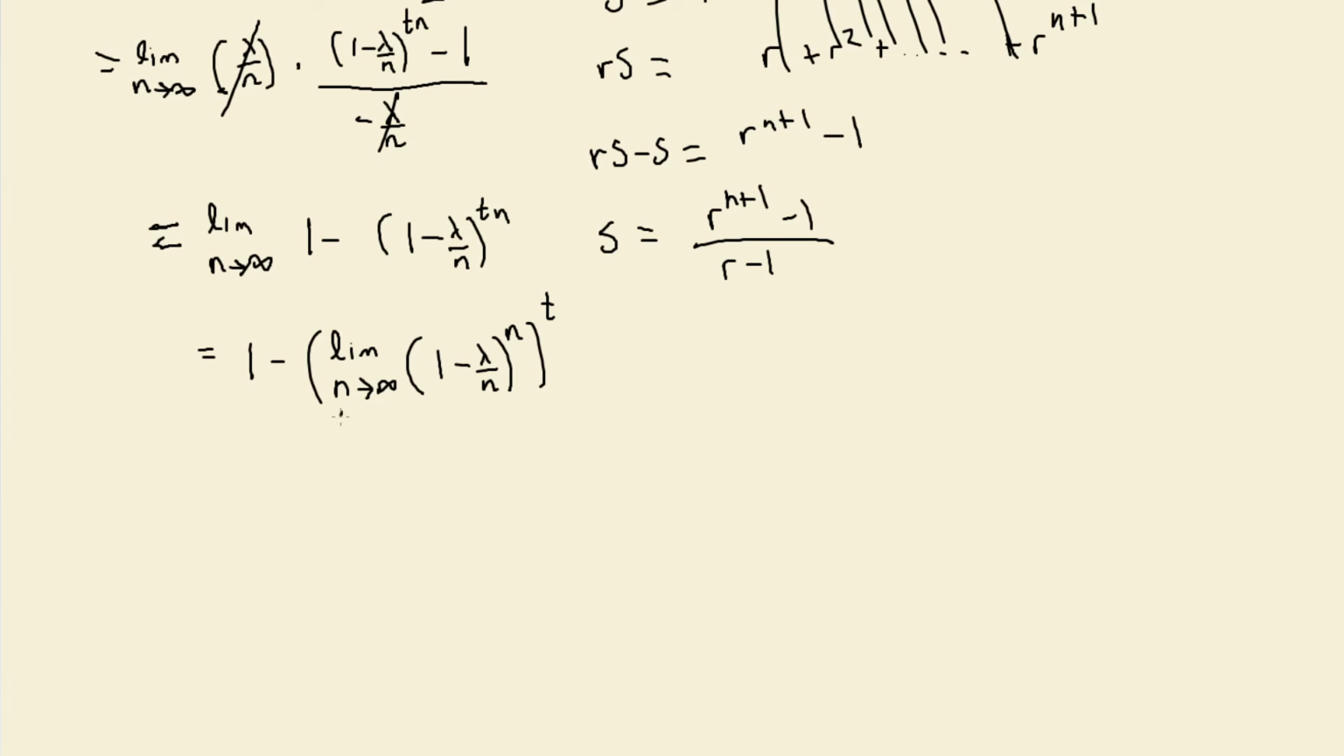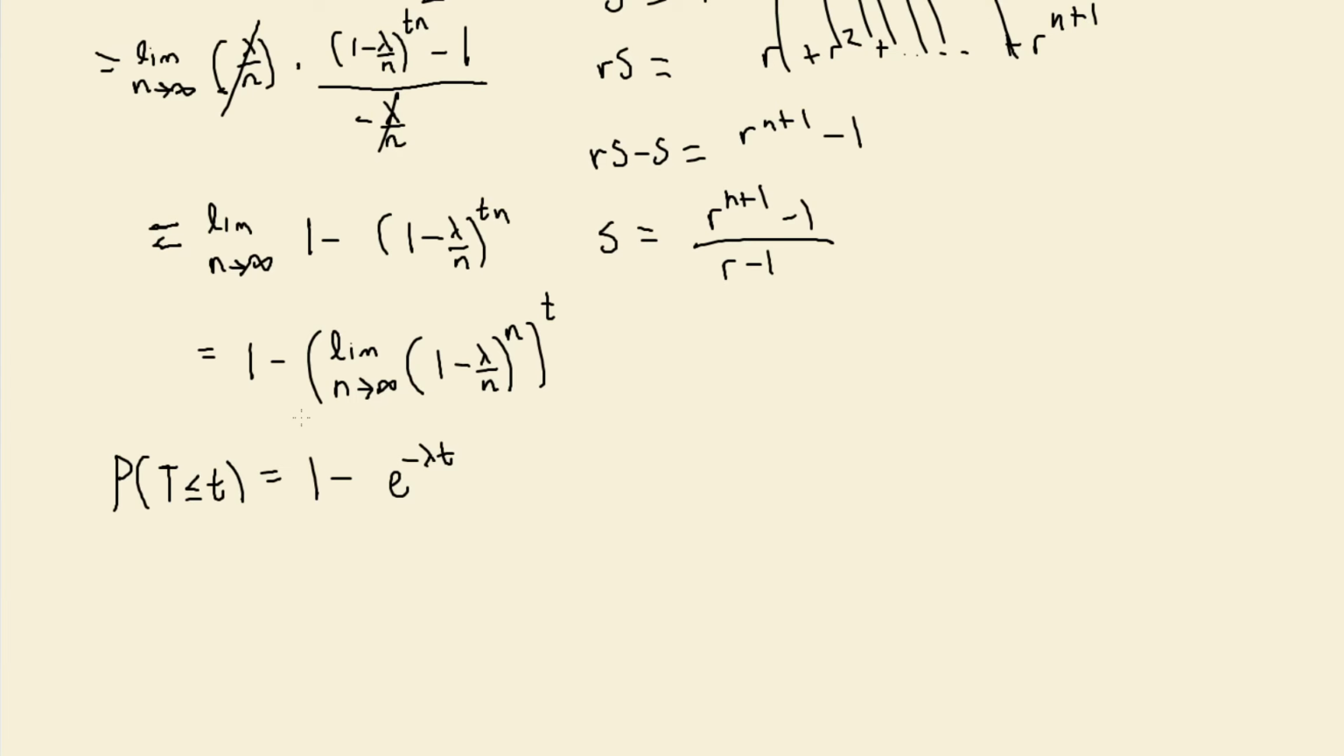And then what happens here, this is just the definition of e to the power of negative lambda. And so this whole thing is going to become 1 minus e to the negative lambda. And then we're exponentiating this to the power of t. Basic exponent rules. This would be 1 minus e to the negative lambda t. And so this is exactly equal to the probability of the amount of time being less than or equal to t.